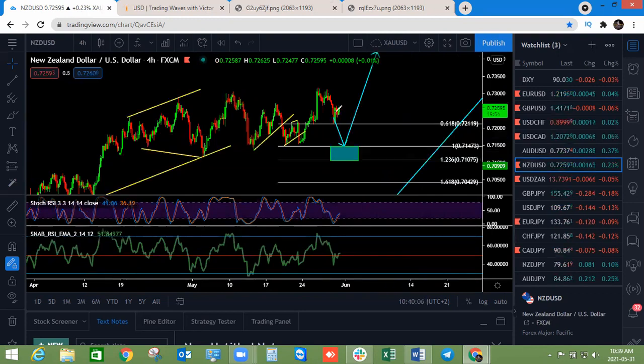New Zealand US dollar, also looking like a base here. 3-wave pullback in the lower degree, but we're still looking for this to come down to the blue box. Then that will be a whole corrective structure as follows, and then we'll look for upside.